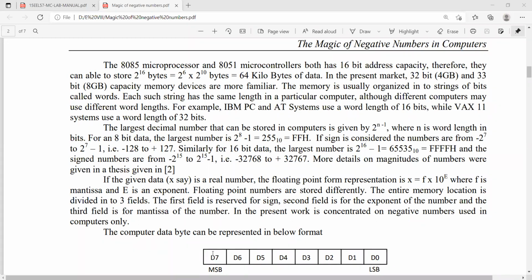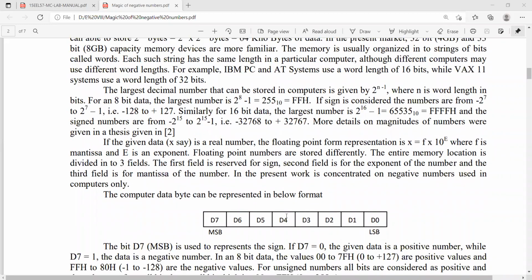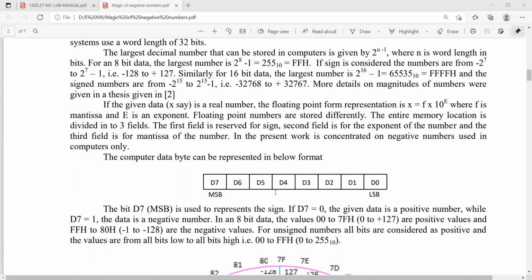Then if this bit is 1, it is starting from minus 1 to minus 128. So out of 256 numbers, that is 00 to FF, 0 to 255, total 256 numbers, there are 0 to 127, a total of 128 positive numbers, and minus 1 to minus 128, a total of 128 negative numbers.